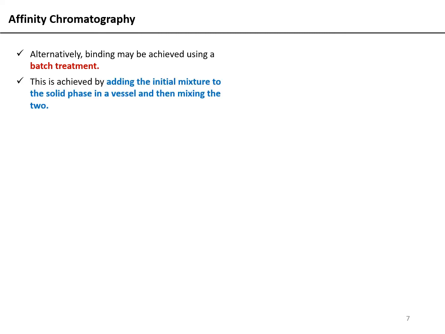So the next way of doing it is by batch treatment. Alternatively, binding may be achieved using a batch treatment. So what do I mean by that? This is achieved by adding the initial mixture to the solid phase in a vessel and then mixing the two. So unlike in column chromatography where you had your resin or your beads packed onto a column, in batch treatment your resin is not on a column. You have it in a vessel, say for example a falcon tube. So you have your beads in a falcon tube and onto it you add your initial mixture.